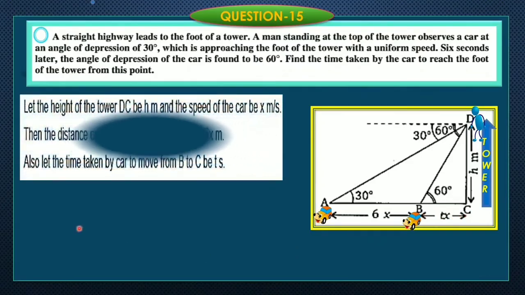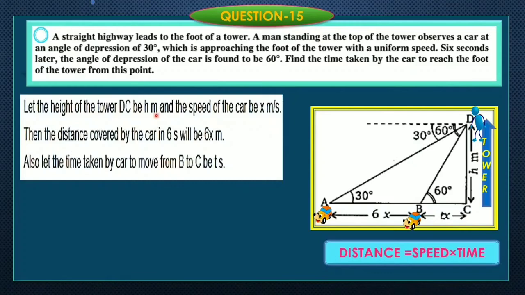So let's see. Here we'll consider the height of the tower DC as h meters and the speed of the car as x meters per second. First of all, you will find the distance covered by the car from point A to B, which is equal to 6x meters. And you know why 6x meters? As you know, distance is equal to speed into time. So here the speed is x and the time is 6 seconds. It means the total distance covered by this car from point A to B is 6x. Now let the time taken by the car from point B to C be t seconds. So tell me what will be the distance now. The distance covered by this car from point B to C is x into t meters. Again the formula is the same, speed into time.